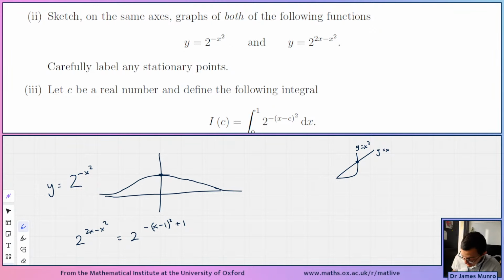Oh, where the stationary points. So without differentiating, stationary point at 0, because that's definitely the maximum value of this function. You can't make it any larger than that, because 2 to the minus x, well, that would be larger if I could make x negative, but this is 2 to the minus x squared, and I can never make x squared negative.